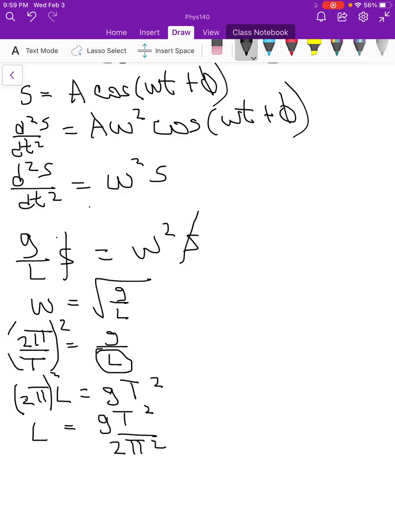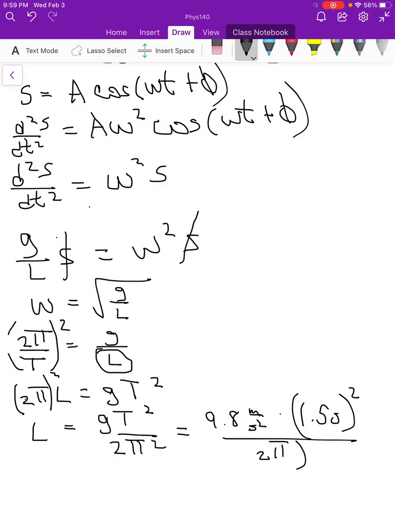And when I plug my numbers in, which are going to be, let's see, 9.8 meters per second squared, times the period is 1.5 squared, divided by 2 pi squared. And when I plug that in, I get L is equal to 0.56 meters.